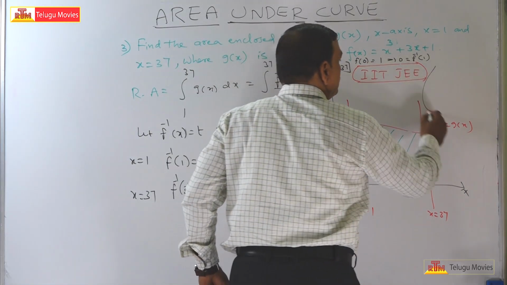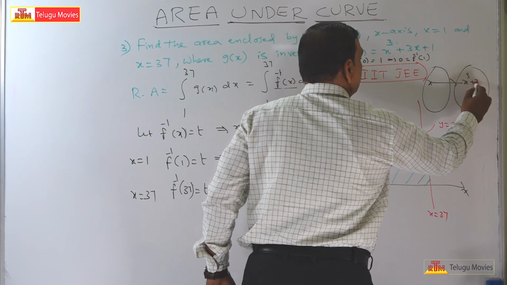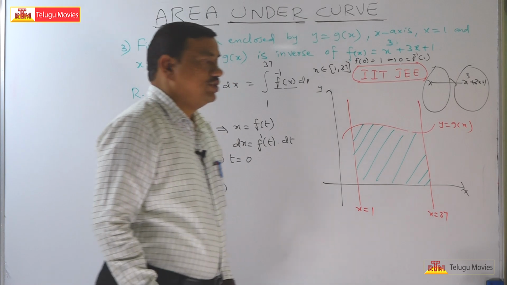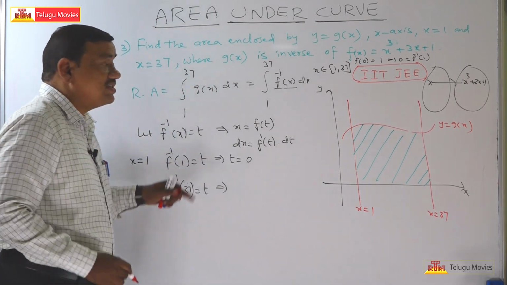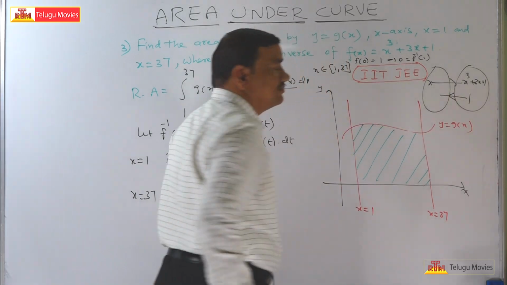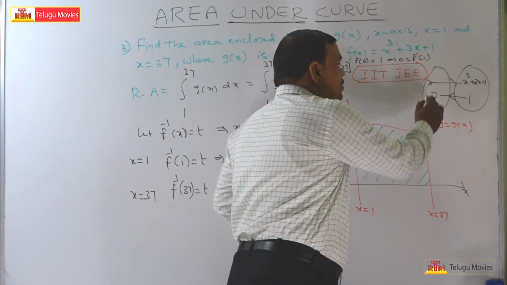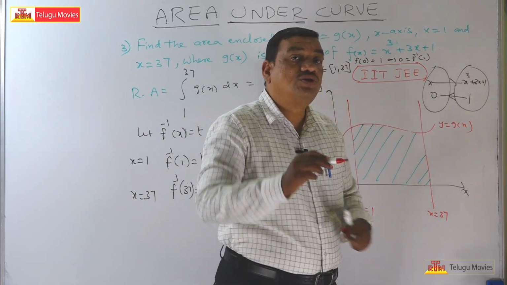For example, your function is x cube plus 3x plus 1. f inverse of 1 means what? You have to find its pre-image. What is that one pre-image? Definitely it will be 0. Why? Because if you substitute 0, you get 1.